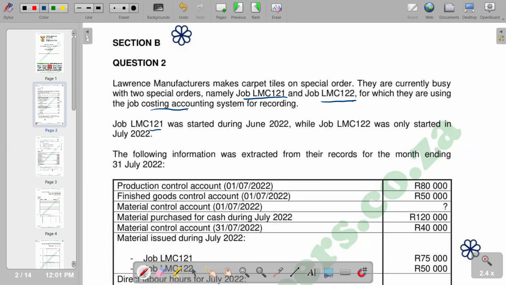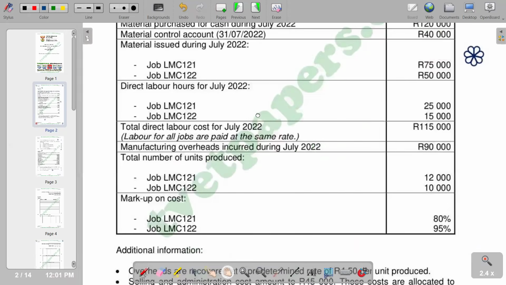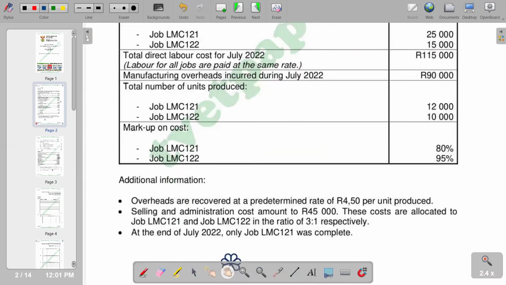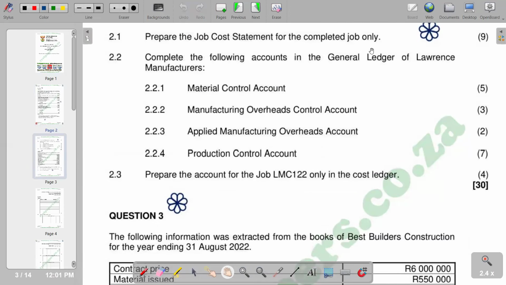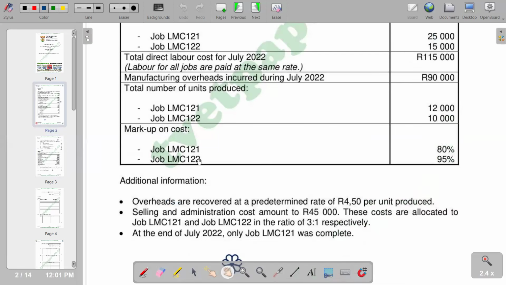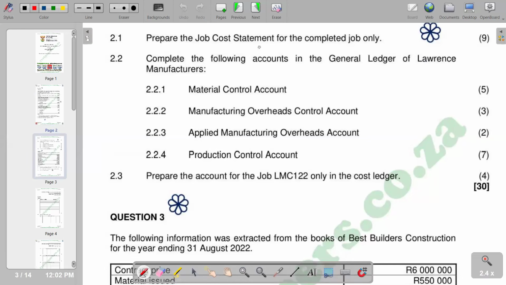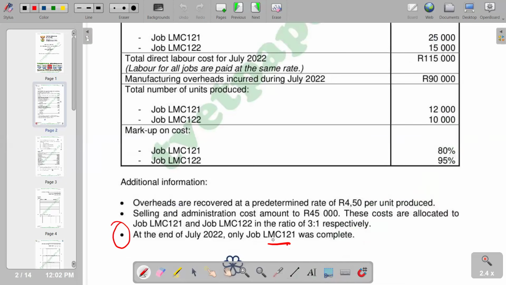So we are given a list of balances, and beneath that, we have also got additional information. Our first part requires us to prepare the job cost statement for the completed job only, for 9 marks. So we check which one we have as the completed job. If you go to the last point, it reads that at the end of July 2022, only job LMC 121 was complete. So we're going to complete a job cost statement for job LMC 121.